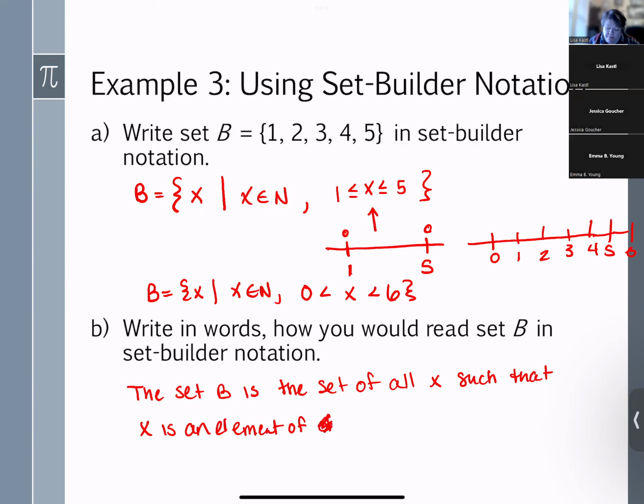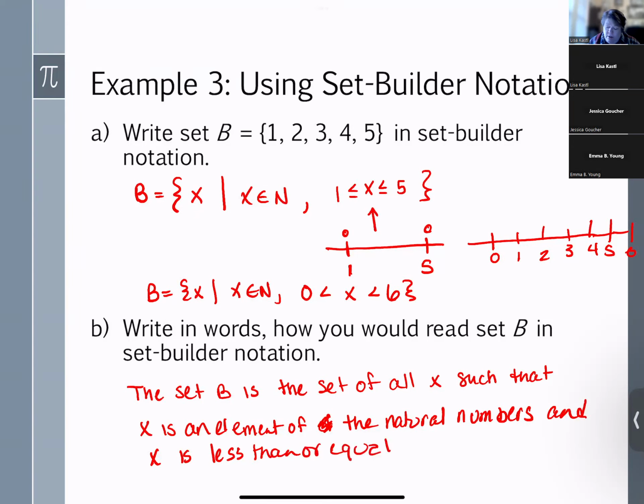Element of the natural numbers. And x is less than or equal to 5 and greater than, and you could have written this the other way. It's greater than or equal to 1 and less than or equal to 5. It doesn't matter. I'm getting messier as I get to the bottom of the slide.